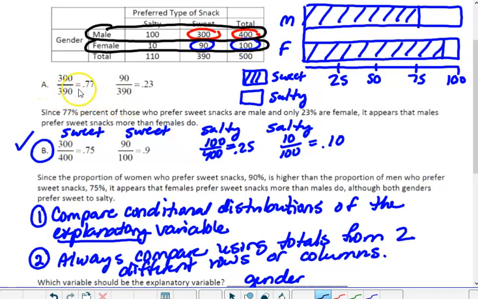One more comment about how A is misinterpreted. The first part of the sentence is actually correct. It says that 77% of those who prefer sweet snacks are male and only 23% are female; that part's correct. It appears that males prefer sweet snacks more than females do. The incorrect part is that it's not that males prefer sweet snacks more than females do. It's the fact that there are 4 times more males than females in our sample, so of course there are a whole lot more males than females in the group that prefer sweet snacks. So be really careful when you interpret statistics that you are making correct comparisons with the conditional distributions of the explanatory variable.